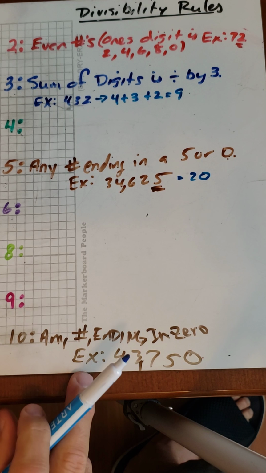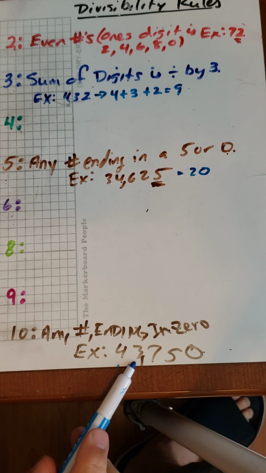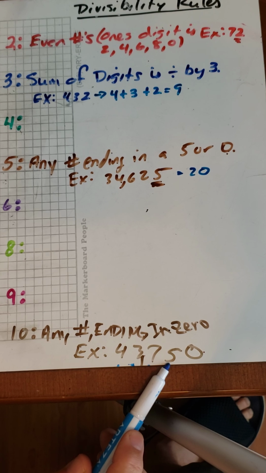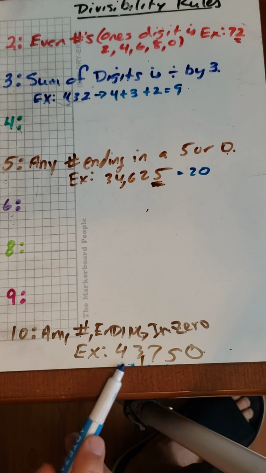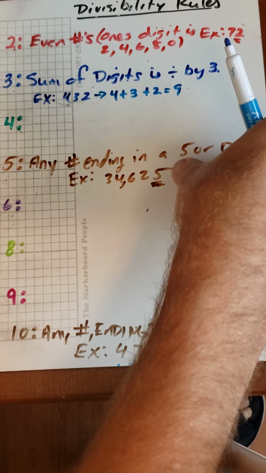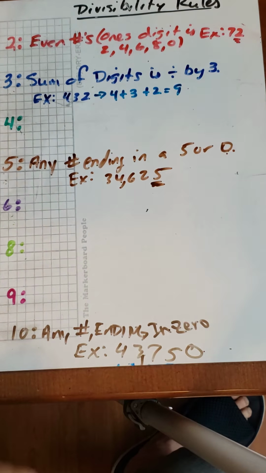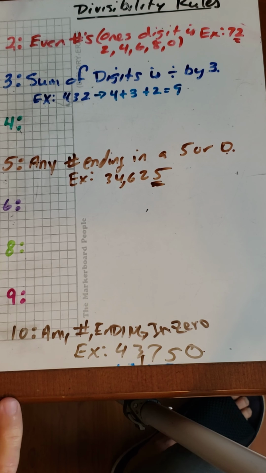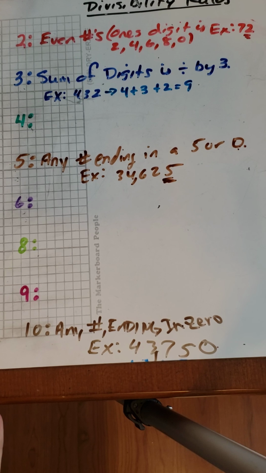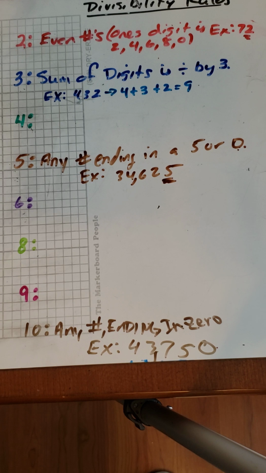Let me take a look at this one down here at the bottom. 4 plus 3 is 7, plus 7 is 14, plus 5 is 19. That's a total of 19, therefore it also is not divisible by 3. So that whole number is not divisible by 3. Okay, so that is our rule for number 3: if the sum of the digits is divisible by 3, then the whole thing is divisible by 3.